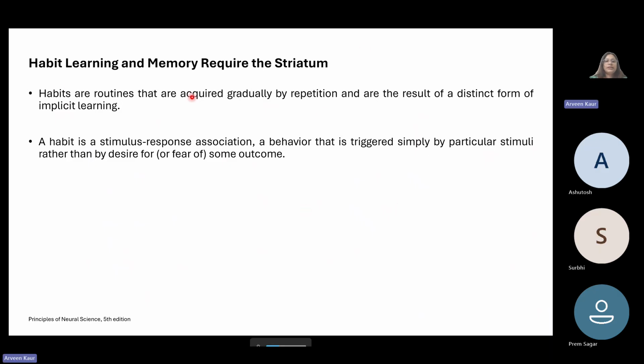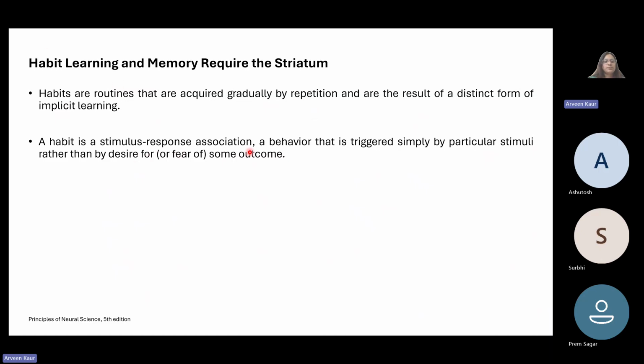Then comes habit learning and memory, which requires striatum, right? It is again a part of that part near the hippocampus. So habits and routines are acquired gradually by repetition and result of a distinct form of implicit learning, right? So habit requires a repetitive kind of stimulation. So, for instance, if I read daily, I'll probably get into the habit of reading, right? If I eat a burger daily, I'll get into the habit of eating junk daily.